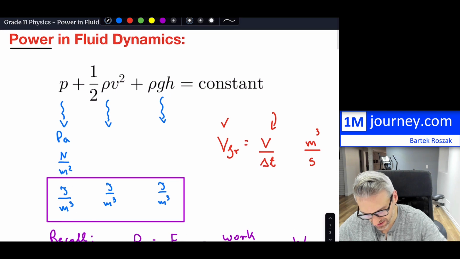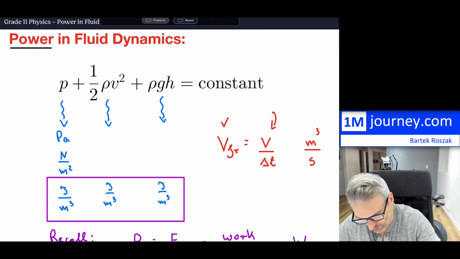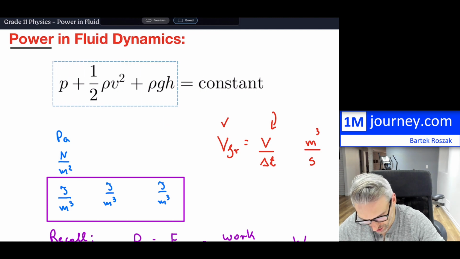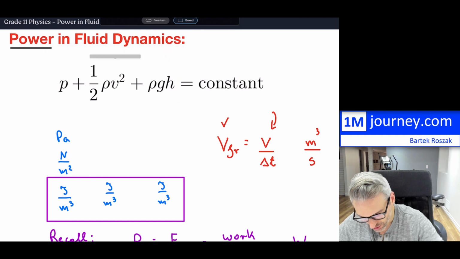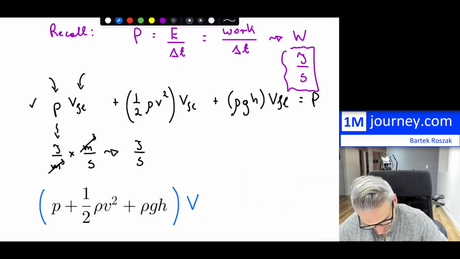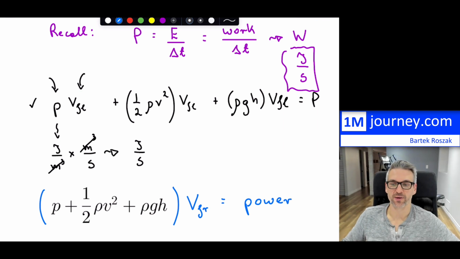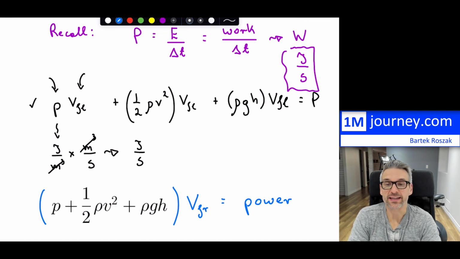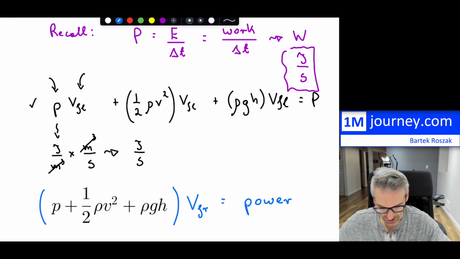So if I take this equation as it is, I'm going to try to summarize it here for us. So let me take this, copy it right there, and I multiply it by the volume flow rate right here, then this is going to give me what the actual power is. So that would have been the equation for the power that we have in these fluids. Let's take a look at an example.